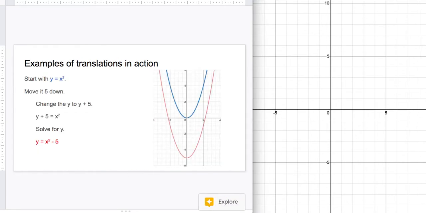Let's look at this in action. I'm going to use x squared this time. Again, nice shape for seeing translations. So starting with x squared, my blue graph, to move 5 down means I change y to y plus 5, opposite of what I would think. So now I solve for y, and I get y equals x squared minus 5. And there it is, the red graph. Now you might think that that parabola got bigger.